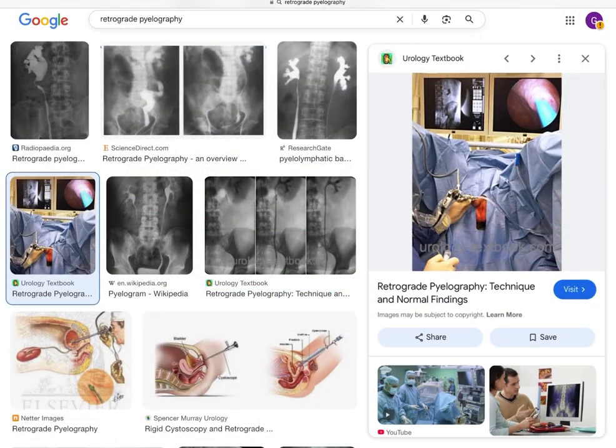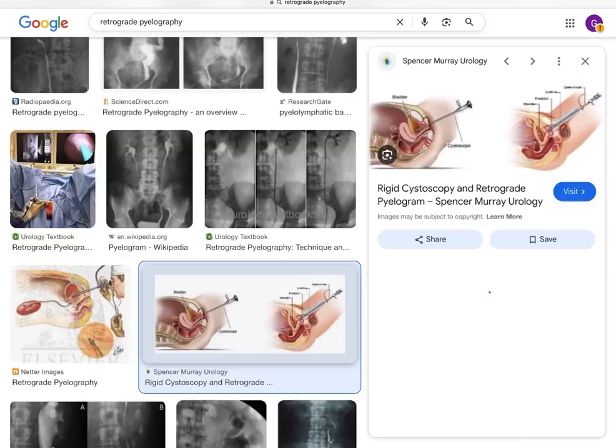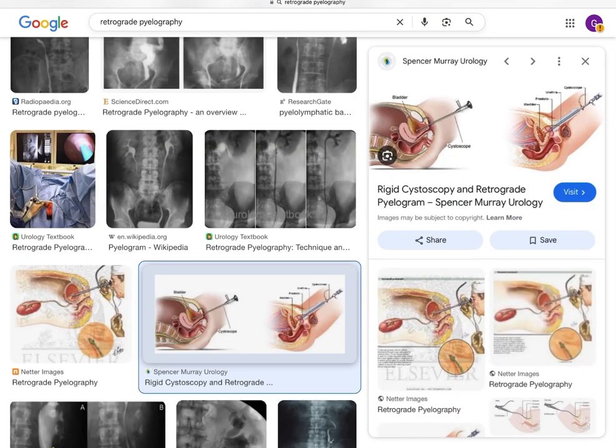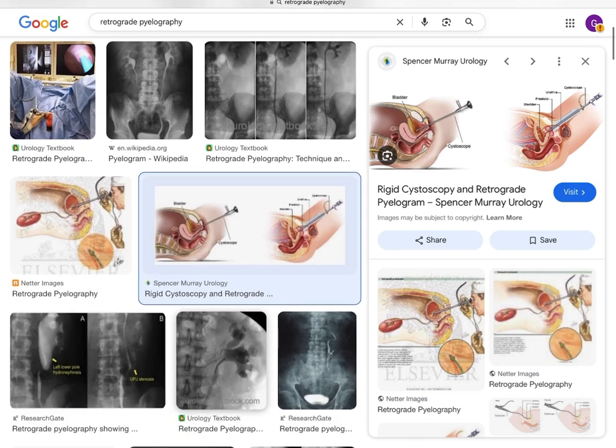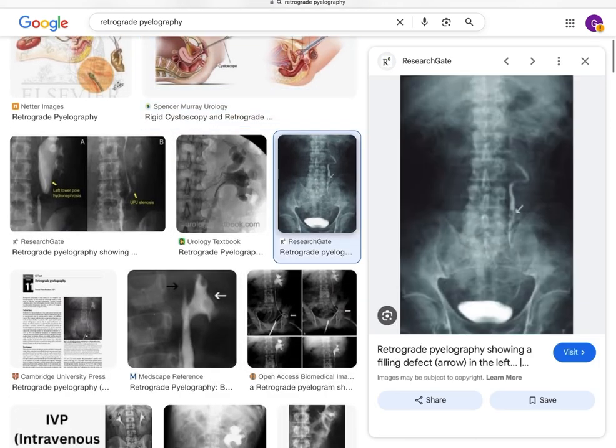So here in the picture you can see the patient is lying down in the 15 degrees head down position. General anesthesia is given. Through the urethra they are passing the cystoscope, and through the cystoscope they are passing the catheter. So even in this picture you can see a cystoscope is passed through the urethra, and through the cystoscope they will be passing the catheter. So these are the X-rays which are taken after injecting the dye.